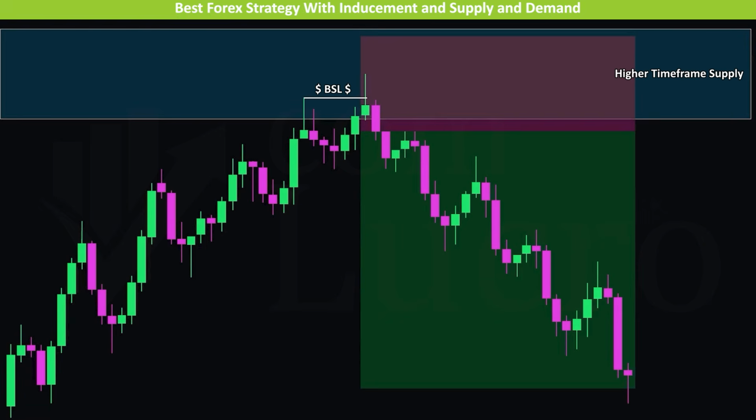So traders, supply and demand trading is not about drawing random zones and hoping for a reaction. It is about understanding imbalance and structure. When you combine clear zone identification with trend alignment and disciplined risk management, you move from guessing to executing with logic. Stay patient, focus on quality setups, and let the market come to your levels to build consistency over time.